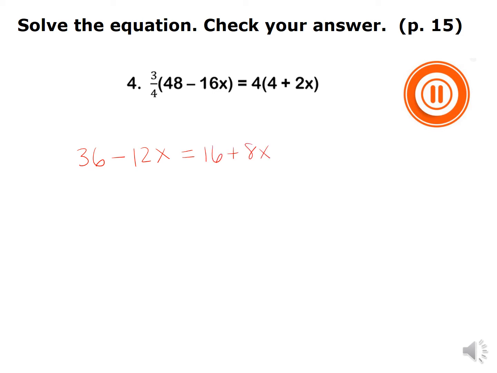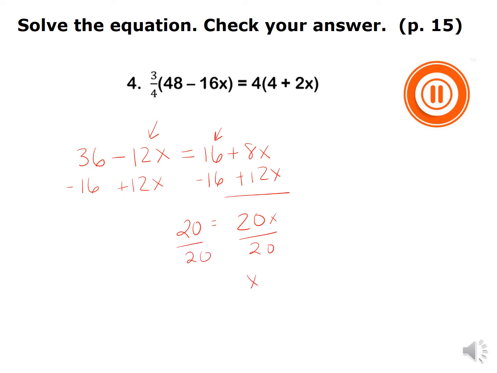So now I look for my smallest variable. There it is. I'm going to add 12x over to the other side, and those are going to be 20x. Now that means I have to move my 16, so I'm going to use opposite operations. It's a positive, so I'm going to subtract. Minus 16, I get 20 equals 20x. Divide both sides by 20. I get x equals 1. So I go back in, I could solve that, and then I would check it to make sure it's correct.